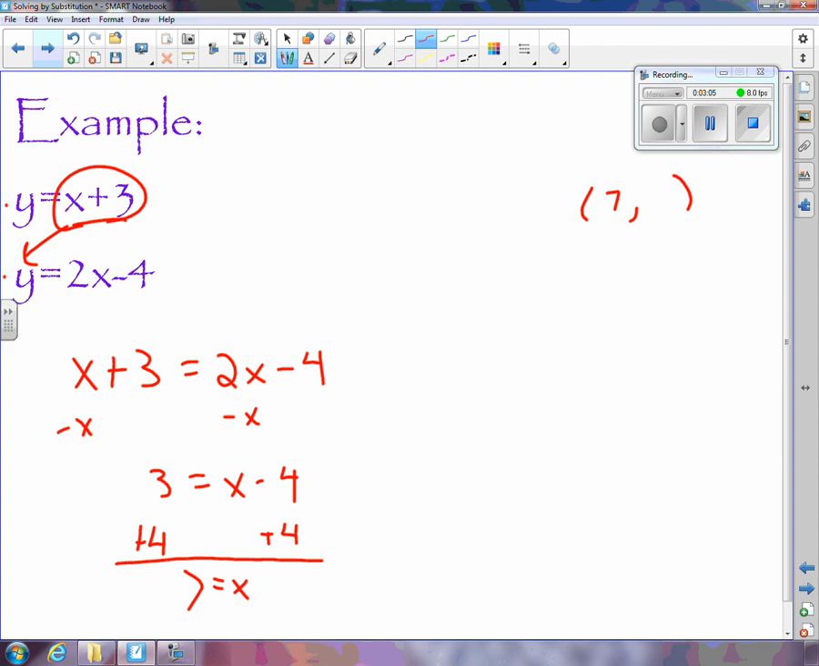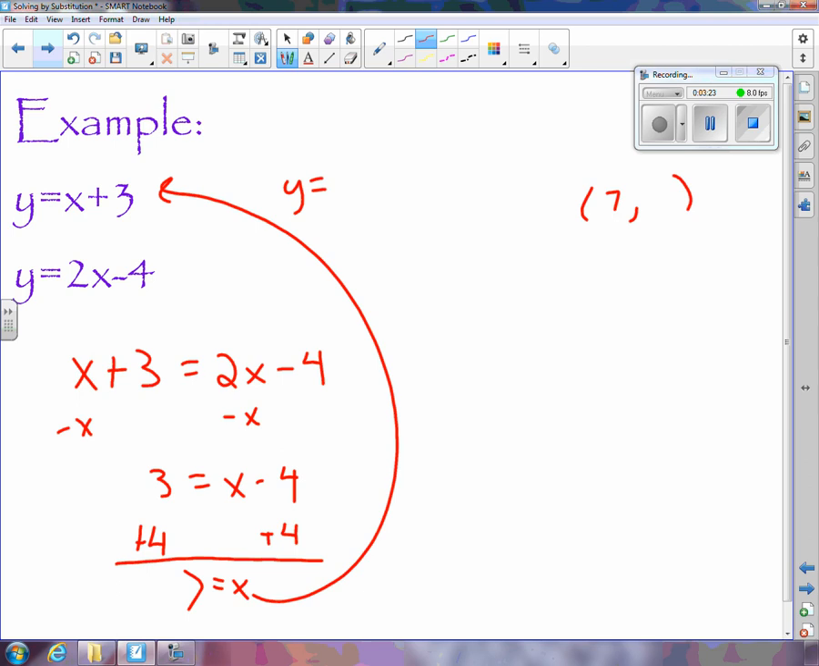The way I find the other is I take the value that I found and I plug it into either of the beginning equations. It doesn't matter which one you choose. Just pick the one that you think is the easiest. The top one looks a little bit easier, so I'm going to take 7 and plug it back in for x in the top equation. So I learned that y equals 10.